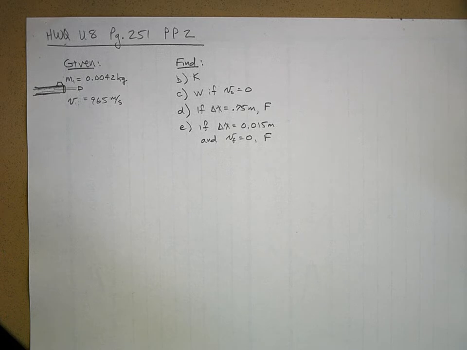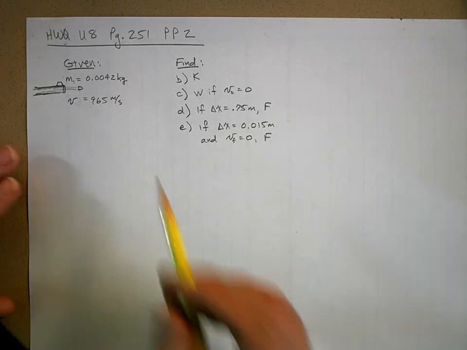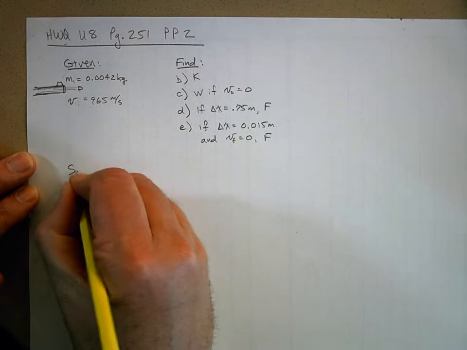For part B, find the kinetic energy of the bullet as it leaves the rifle. C, what work is done on the bullet if it starts from rest? D, if the work is done over a distance of 0.75 meters, what is the average force on the bullet? And E, if the bullet comes to rest by penetrating 1.5 centimeters into metal, what is the magnitude and direction of the force the metal exerts? Again, assume that the force is constant. Okay, so let's go through these one at a time. Let's solve.